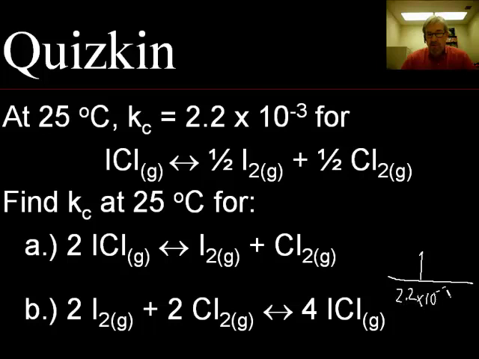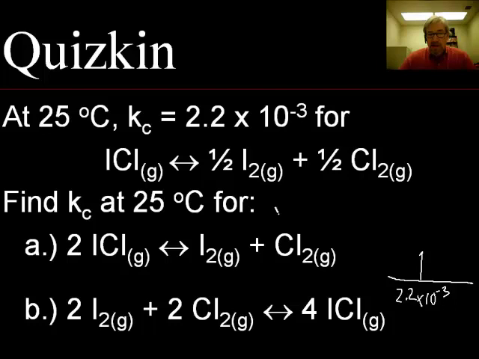But a second thing is going on here. The coefficients have gone from 1/2 in the original equation for the I and the Cl2 up to 2. And the original ICl coefficient was 1, and it's now 4. So that means we've multiplied the coefficients by 4. That means we need to raise the K value to the 4th power.